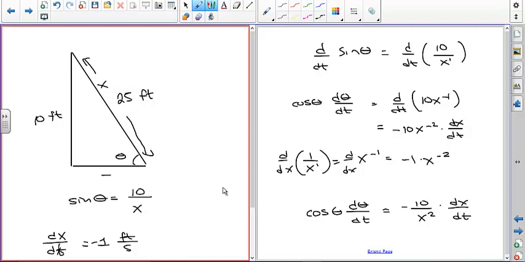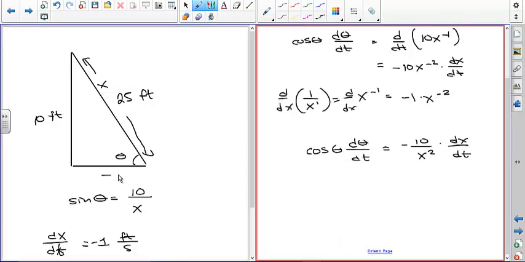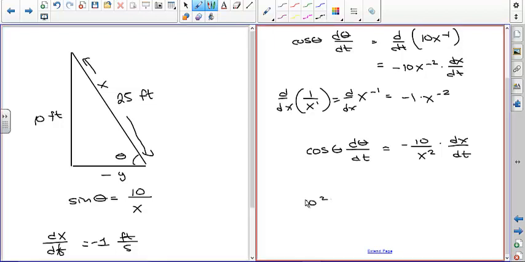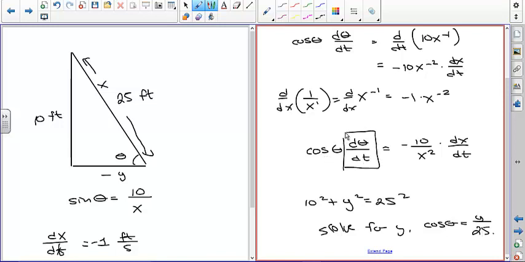So you'll need to calculate, what do we want to call this, y? I know it's not a vertical displacement, but we can call it anything we want. You'd have 10 squared plus y squared is equal to 25 squared. And once you solve for y, then you could say the cosine of theta is going to be equal to y over 25. So then you have that. And this is what we're trying to figure out: what is d theta dt?